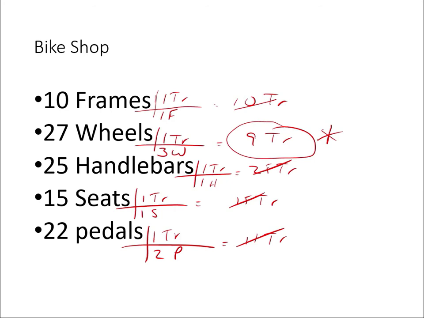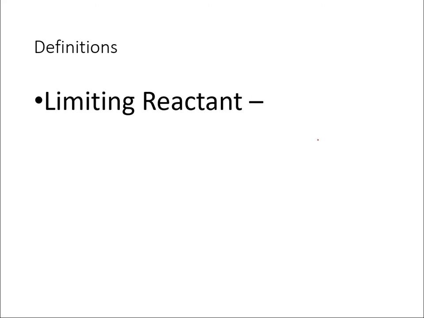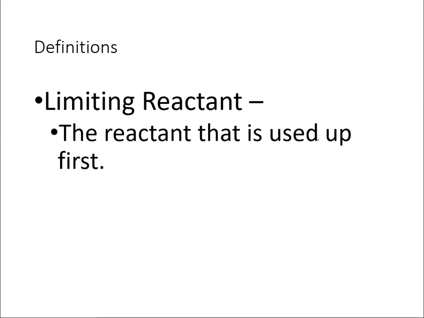When the reaction has stopped, when we stop making tricycles, we have all those components still in our bicycle shop. Those are in excess. So what we're talking about here is the concept of a limiting reactant. A limiting reactant is whichever reactant, whichever starting component, gets used up first. In our example of the tricycle shop, the thing that got used up first was the wheels.